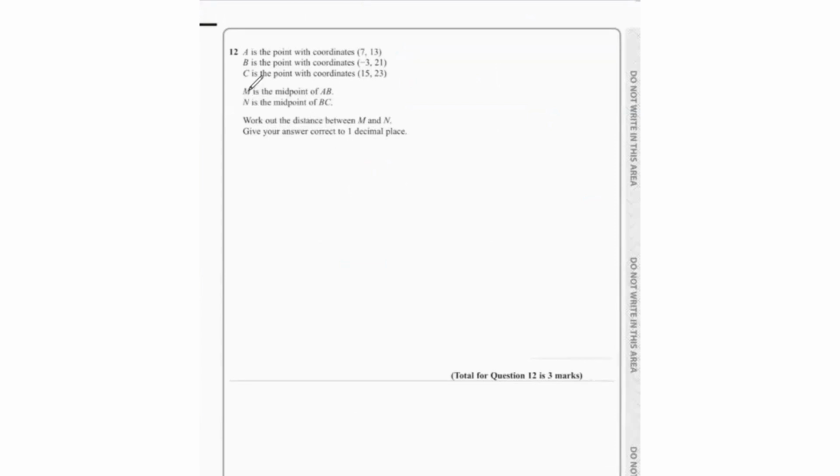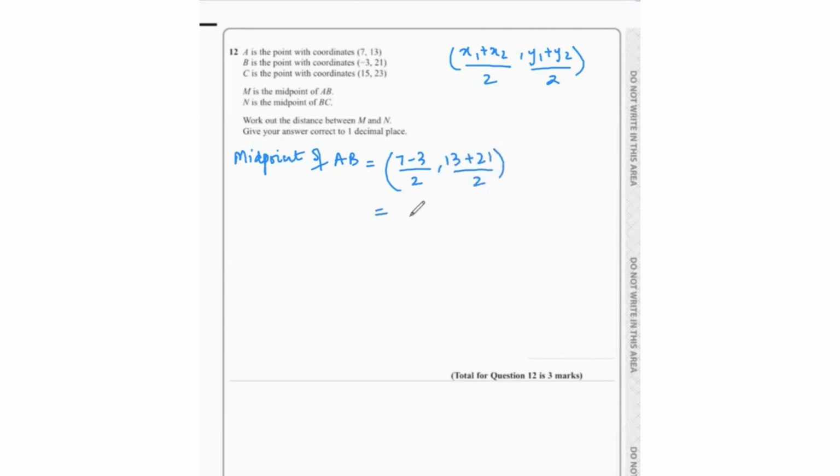So let's start with finding the value of M and N. So midpoint of AB. So midpoint has the formula of x1 plus x2 over 2, comma y1 plus y2 over 2. So 7 minus 13 over 2 and 13 plus 21 over 2. That's going to be 4 over 2, and that's going to be 34 over 2, which basically equals to 2 and 17.